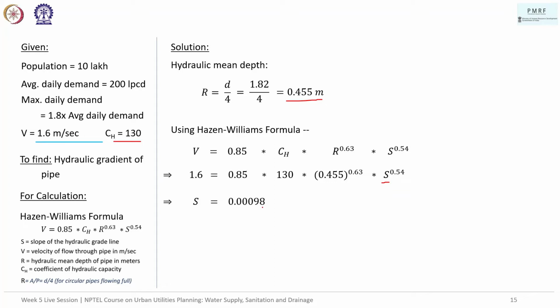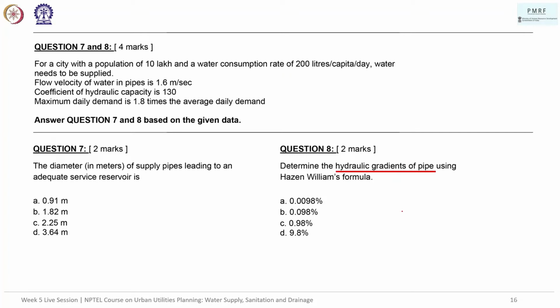However, if you notice the question, it's given in percentage. So slope can be expressed as percentage. So we multiply by 100 to get the value 0.98 percent. So that's our answer for this second question of the set.